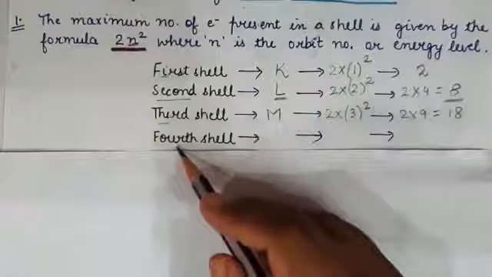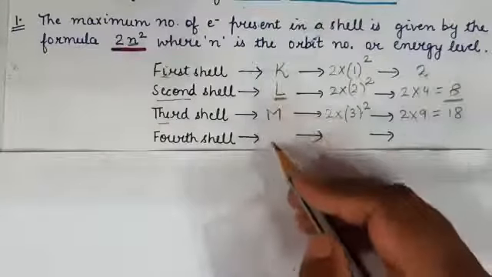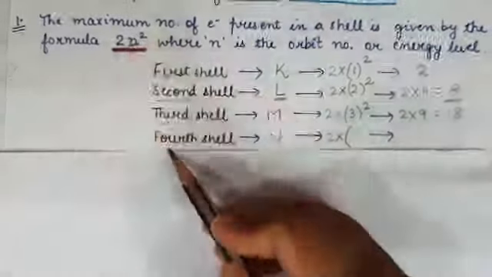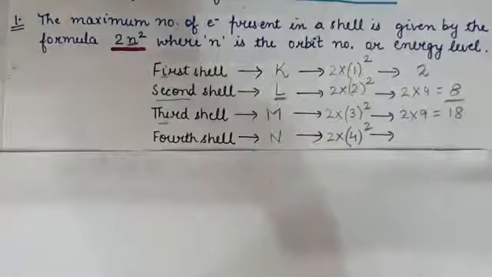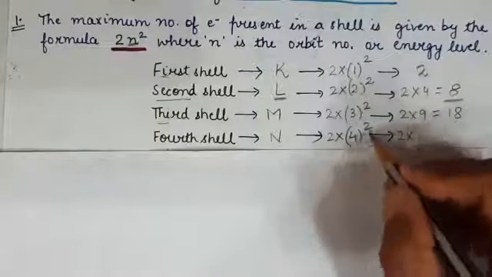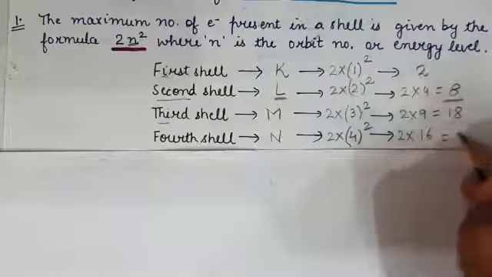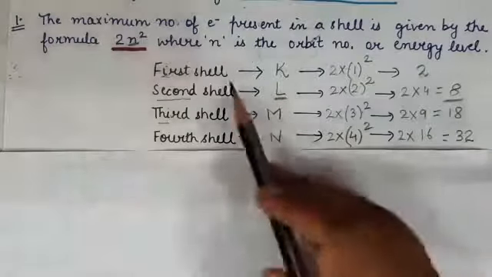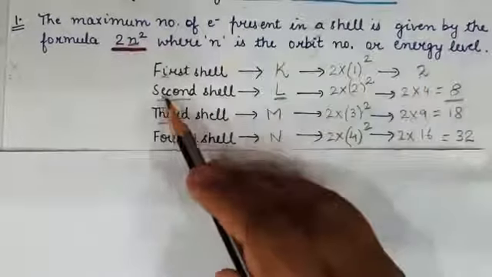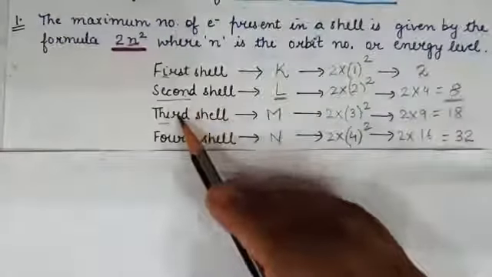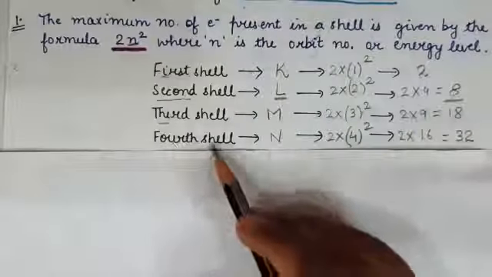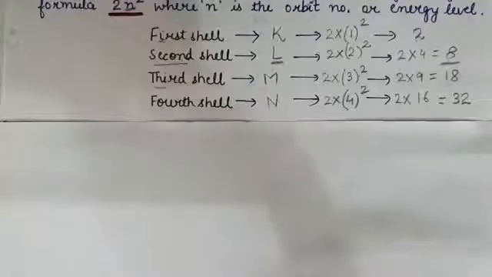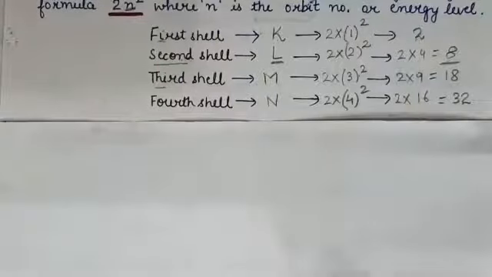Coming to the fourth shell, the fourth shell after K, L, M is N. So 2 into n, where n is 4. So 2 into 4 square means 2 into 4 4s are 16. So 2 into 16, that is 32. In the first shell, 2 electrons. In the second shell, 8. In the third shell, 18. In the fourth shell, 32 electrons can be present maximum. That was the first rule in the Bohr-Bury scheme.